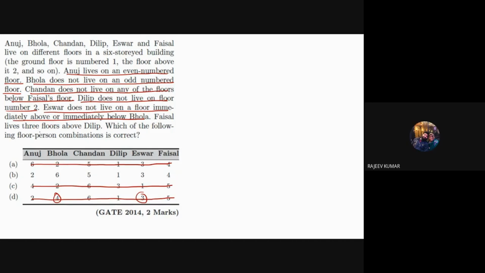Faisal lives 3 floors above Dilip. Now this is just to confirm. So Dilip first पे है, Faisal fourth पे. So that's correct. So option B is going to be the correct answer.